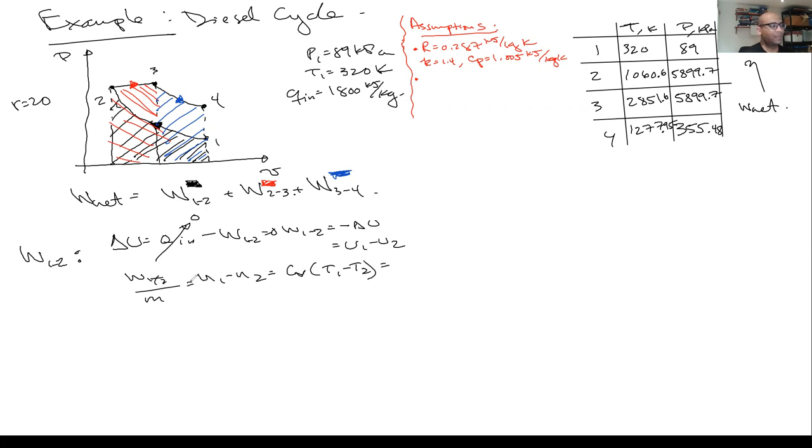Cv. Why Cv? Because the work from 1 to 2 divided by m is equal to U1 minus U2. It's a difference of internal energy, so it's Cv. I have R and Cp, so I can compute Cv, which is equal to Cp minus R by definition. I'm going to find this as 0.7175 kilojoules per kilogram Kelvin. I'm not putting it in red because that's not really an assumption. I can compute this from the value of R and of Cp. So if I punch this in, I have T1, I have T2, and I'll find that the work from 1 to 2 is negative 531.75 kilojoules per kilogram.